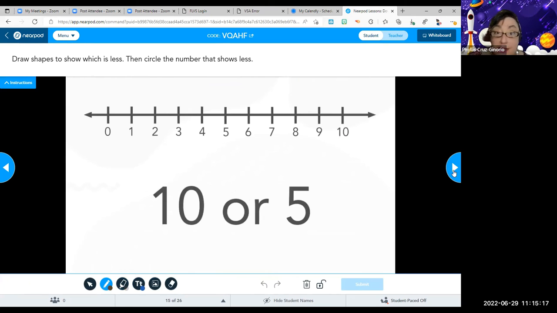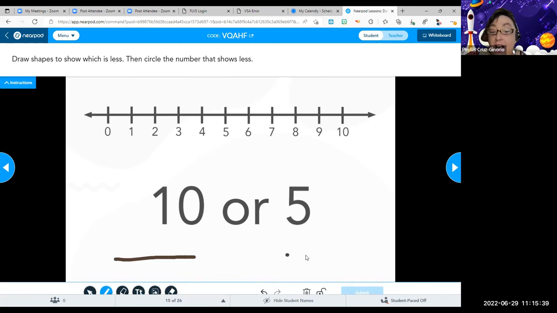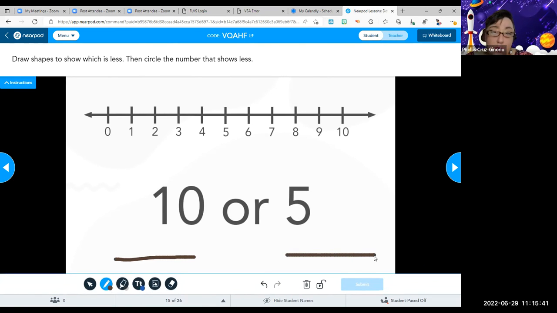Let me read the directions so you can do this one on your own. It says, draw shapes to show which is less, then circle the number that shows less. Now, what do they mean by drawing shapes? Oh, they want you to do a model. Yeah, I just do dots. So remember, this is on one side and this is on the other side. So we're comparing those two numbers, right? So you can draw your shapes or dots, maybe underneath the 10.